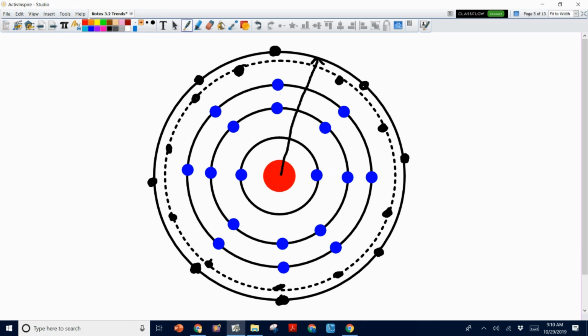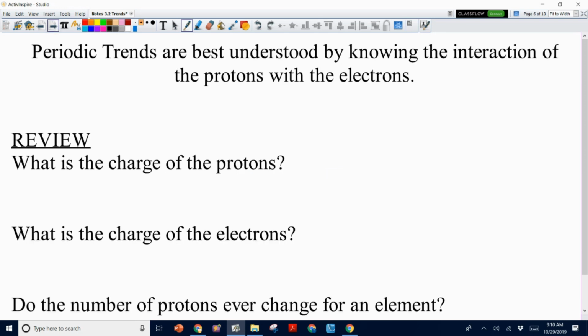Okay? So as you go down the periodic table, the radius gets larger and larger. Periodic trends are best understood by knowing the interaction of the protons with the electrons. And where are the protons? They're in the nucleus. So it's the interaction of the protons in the nucleus with the electrons on the outer shell. All right, so let's do a little bit of review here.